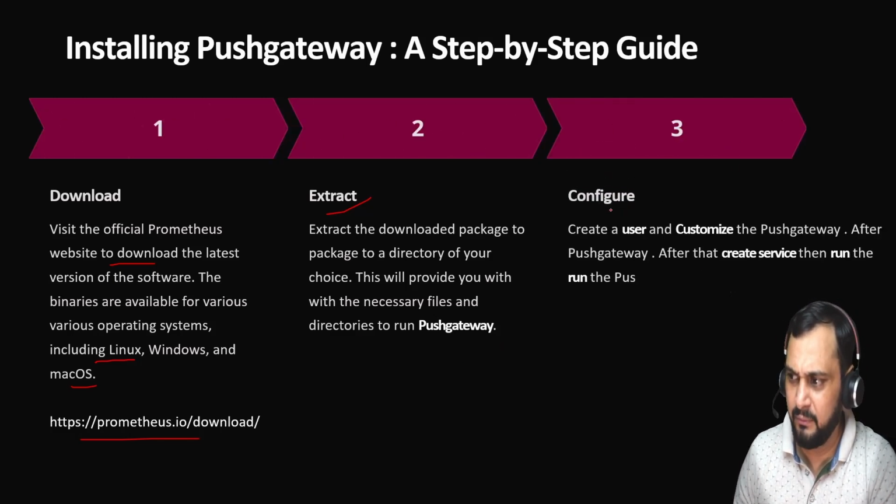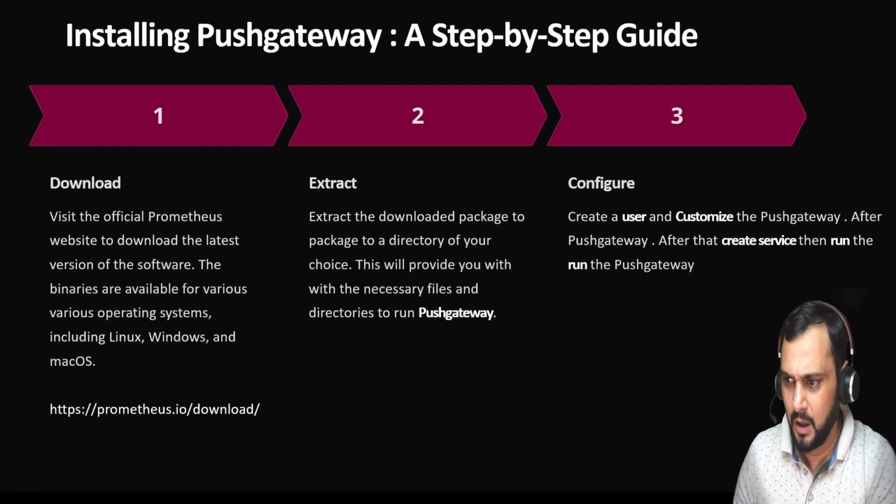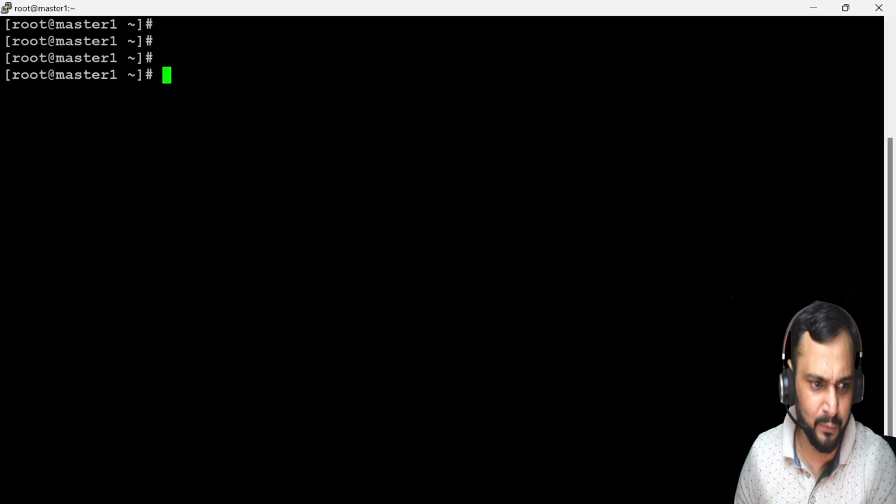In the third step, we are going to configure our Prometheus server, giving the IP address of our push gateway so that it can go and pull the metrics. I believe that last one is for the lab for push gateway. So let's proceed with the lab, and it will not be time consuming. It will be completed very fast.